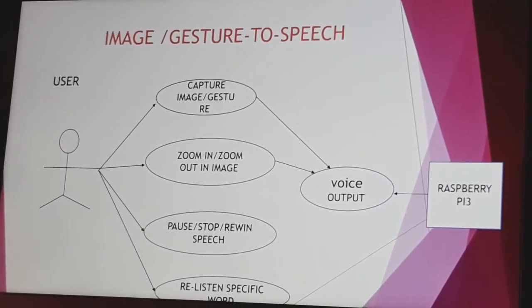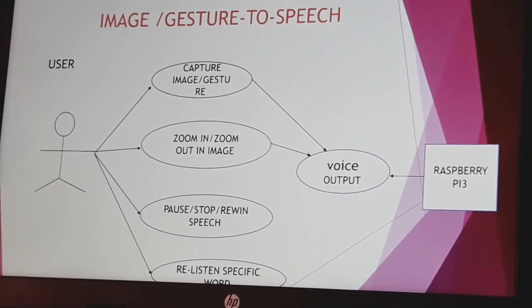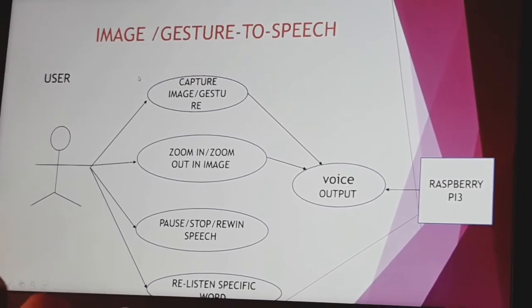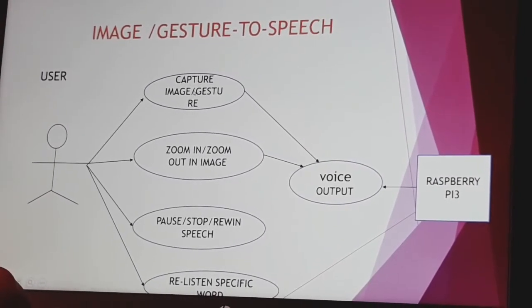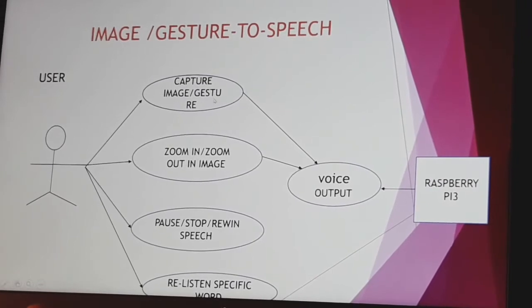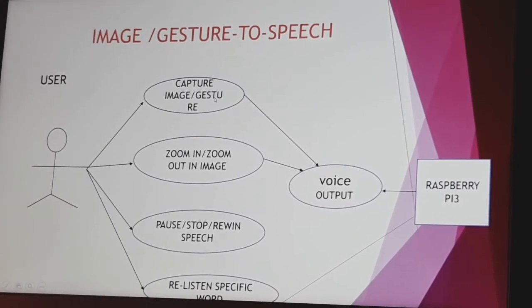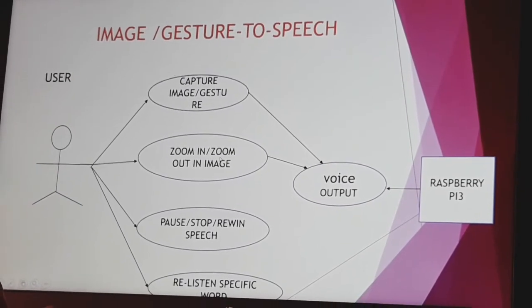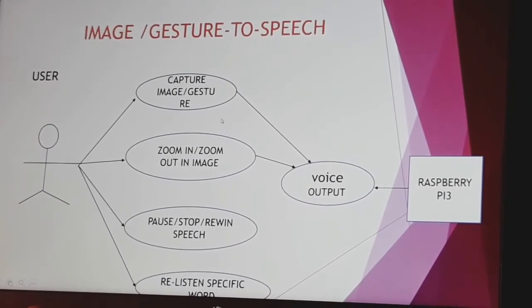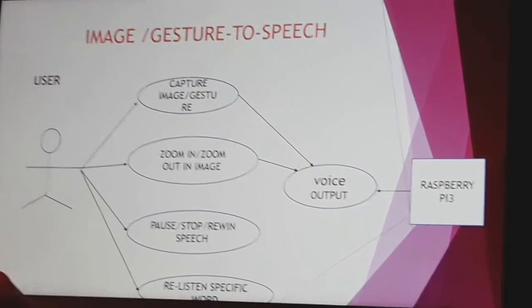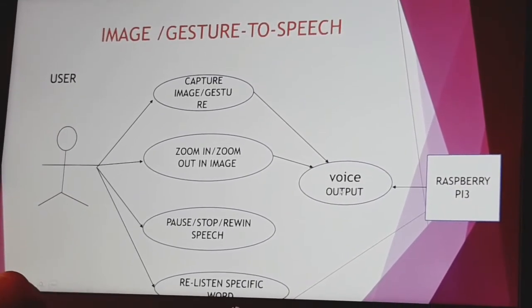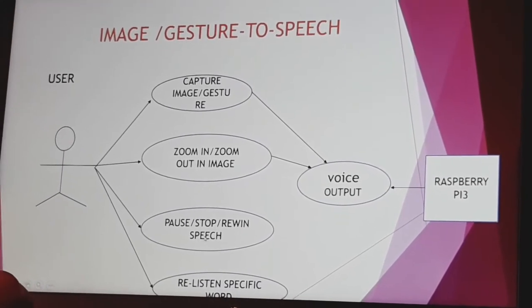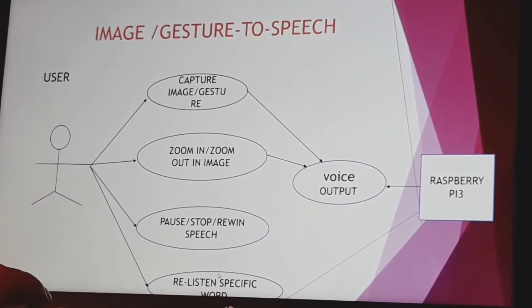Next, image or gesture to speech. It includes the user capturing the image or gesture from the Logitech camera. He or she can zoom in or zoom out in the image. This is given as input and the voice output is given. One can stop, pause, and rewind the speech or re-listen to the speech.